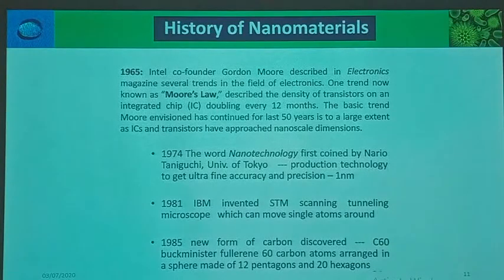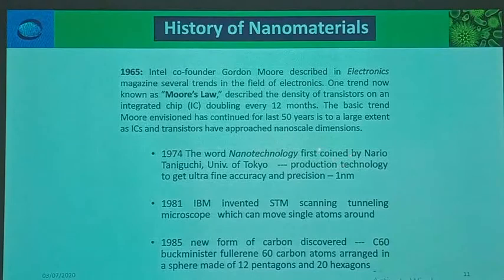The basic trend Moore envisaged has continued for the last 50 years to a large extent, as ICs and transistors have approached nanometric or nanoscale dimensions. In 1974, the term nanotechnology was coined by Norio Taniguchi, a Japanese scientist from the University of Tokyo. It's a production technology to get ultra-fine accuracy and precision of 1 nanometer.